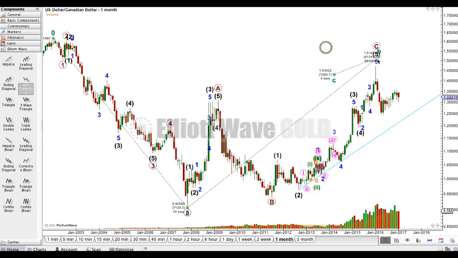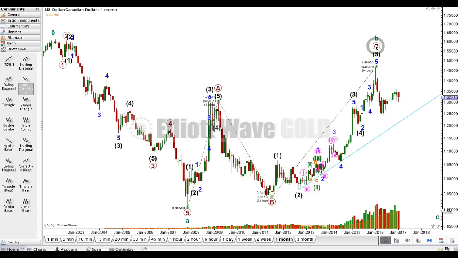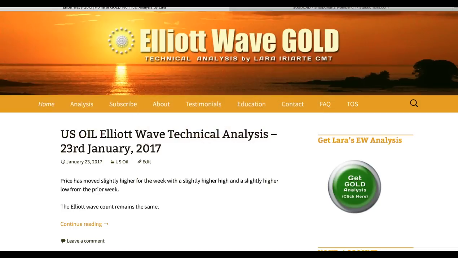And then the alternate idea would be to see if cycle A fits as a 3 rather than a 5. Let's see if there's a ratio between A and C. No. C is longer than A, but there's no ratio between them. What about ratios within C? Nope. 3's the longest. Oh yeah, 3 is close to 2.618 the length of 1. That's pretty good. Okay, that looks about right. Let's see if that's got support at all from classic analysis.